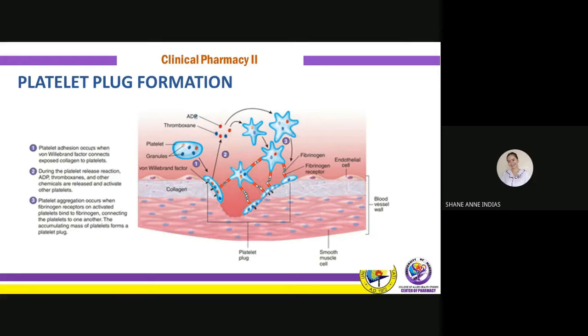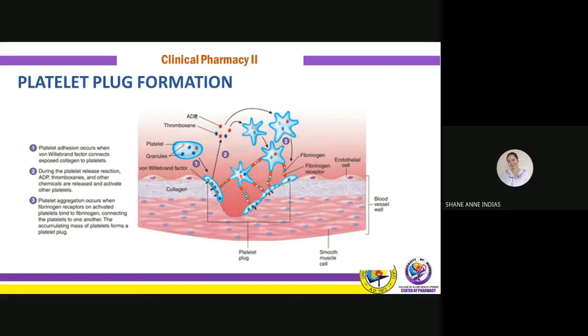So, yung first step, platelet adhesion, the platelets stick to the collagen exposed by the damaged blood vessel. This action is mediated through the von Willebrand factor. Von Willebrand factor is a protein produced and secreted by blood vessel endothelial cells that forms a bridge between collagen and platelets by binding to platelet surface receptors and collagen.